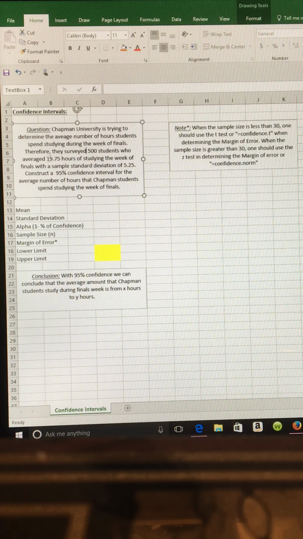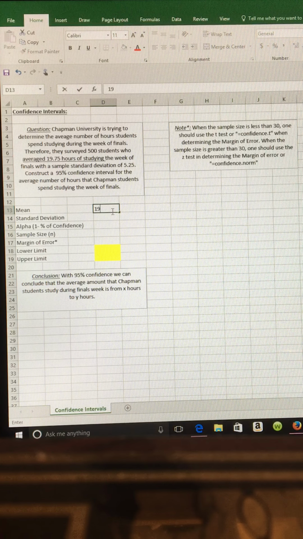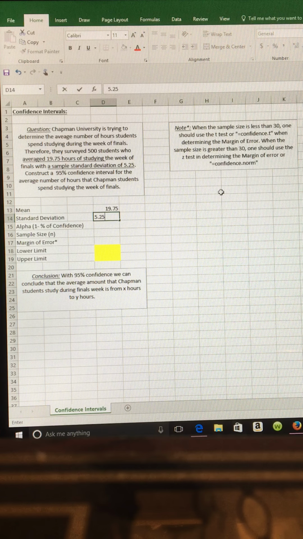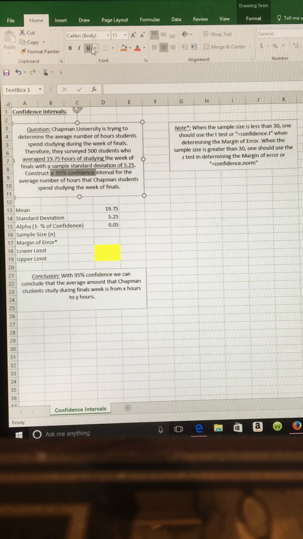So in our problem, we are told that the mean is 19 hours and 45 minutes of studying. The sample standard deviation is 5.25. Alpha is going to be 1 minus our 95% confidence, which is 0.05. And we are also told they surveyed 500 students. So that would be our sample size.